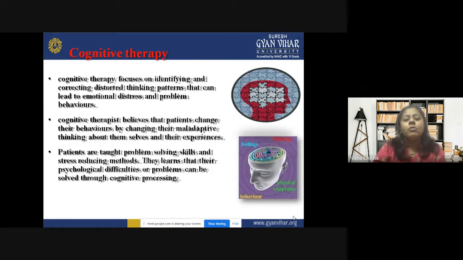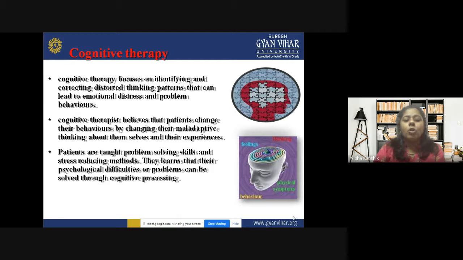The last approach is cognitive therapy. Cognitive therapy focuses on identifying and correcting distorted thinking patterns that can lead to emotional distress and problem behavior. Cognitive therapists believe that patients change their behavior by changing their maladapted thinking about themselves and their experiences.